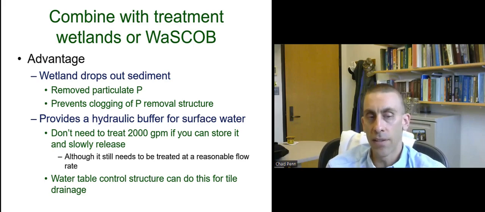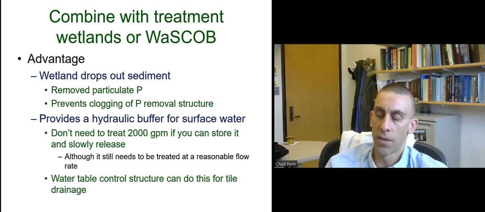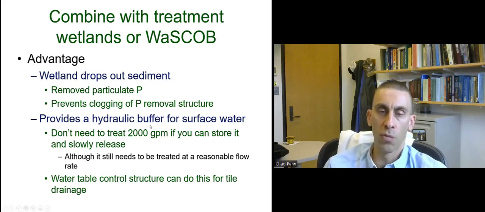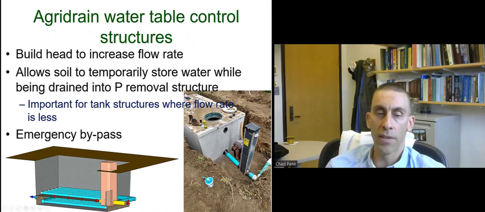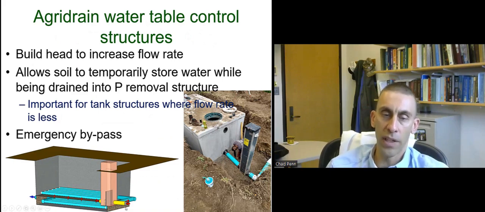And analogously, a water table control structure can do this for tile drainage. If you can't handle the peak flow rate for tile drainage, well, a flow control structure will allow the soil to retain that water in the soil, and then slowly bleed it out into your phosphorus removal structure at a more reasonable rate. And it also serves as an emergency bypass for cases where it needs to drain and can't be drained fast enough.